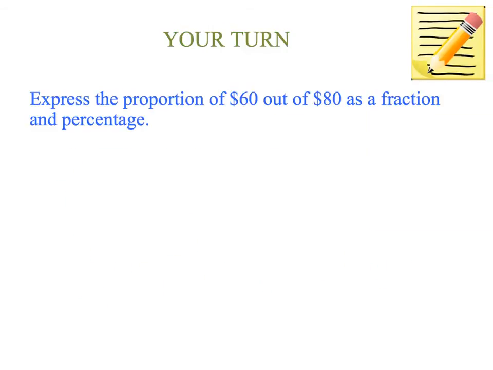Alright, now it's your turn. I want you to express the proportion of $60 out of $80 as a fraction and a percentage. So pause the video and do that. Okay, so let me do that. Obviously 60 out of $80 as a fraction is 60 over 80. So we know that 20 will go into both of these. 3 20s are 60, 4 20s are 80, so it's 3/4.